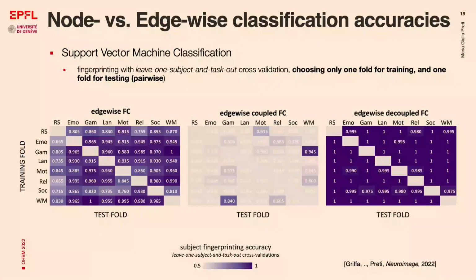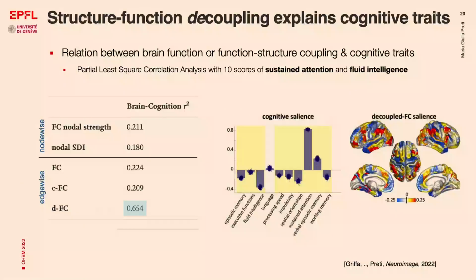And the importance of this information was also confirmed by a behavioral analysis, where we put in relation the 5 measures that we have here of the brain with the 10 scores of sustained attention and fluid intelligence, using partial least squares correlation analysis. So here you evaluate multivariate correlations between these 2 sets, brain and behavior, and what we found is that the highest correlation is indeed obtained for measures of decoupled functional connectivity.